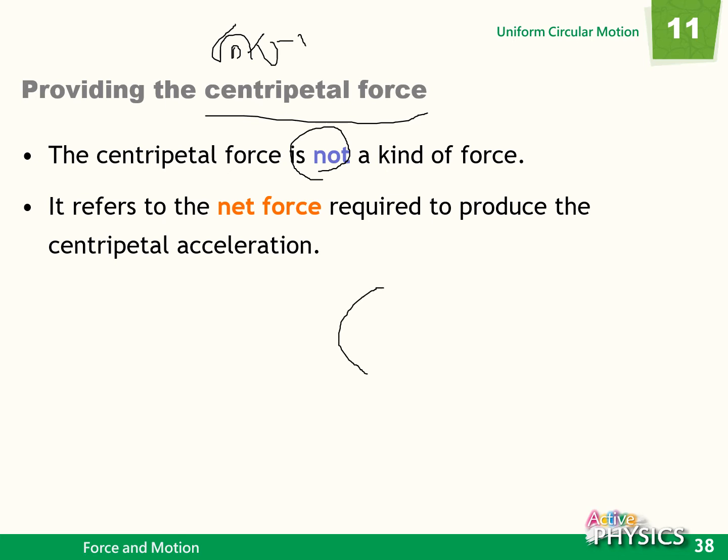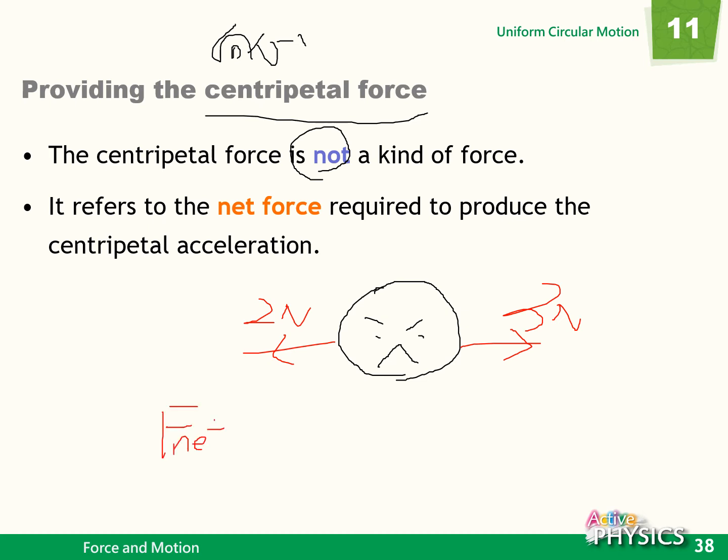I will give you an example. If you have a classmate next to you and you pinch your classmate. The force pointing to the right hand side is 3 Newton. The force pointing to the left hand side is 2 Newton. Then what's the net force? The net force will be 3 minus 2, which equals 1 Newton, pointing to the right hand side. So this 1 Newton is not a real force. This 1 Newton is just a net force.